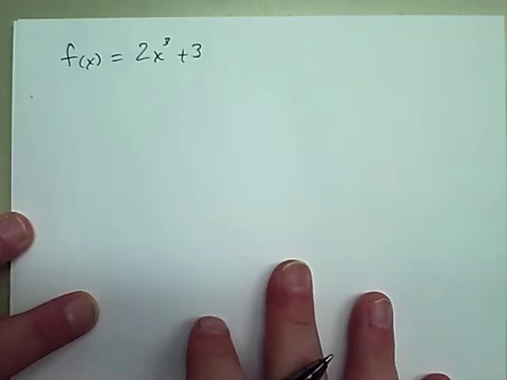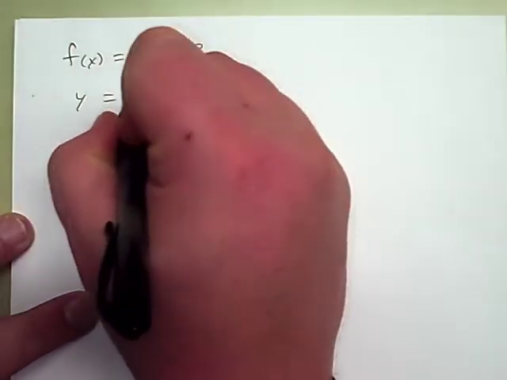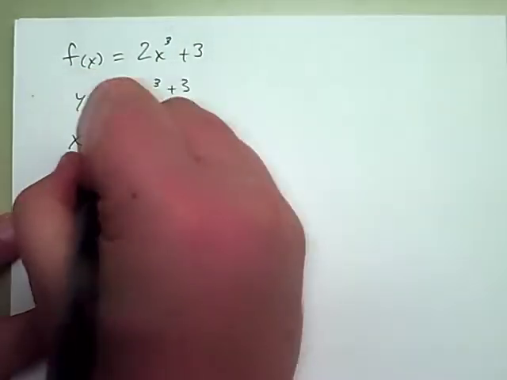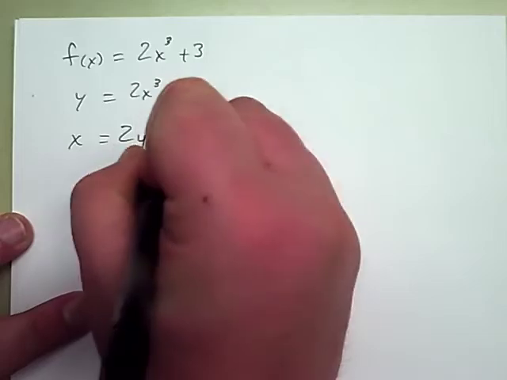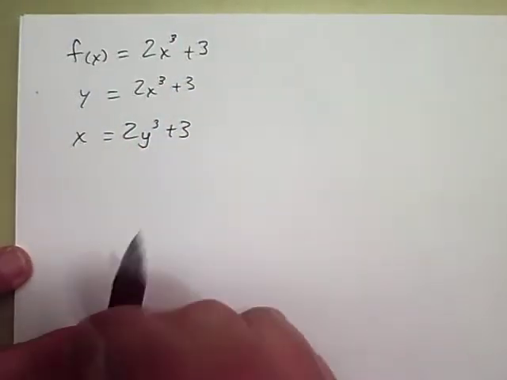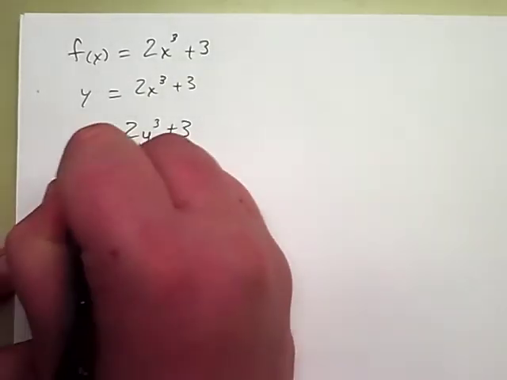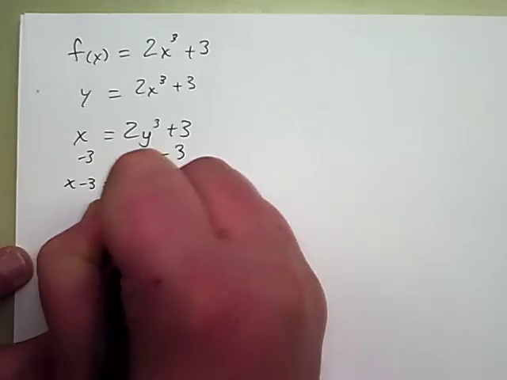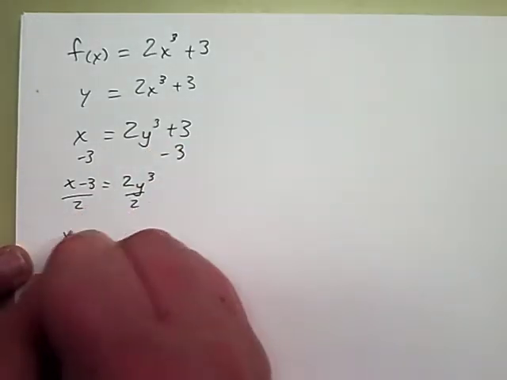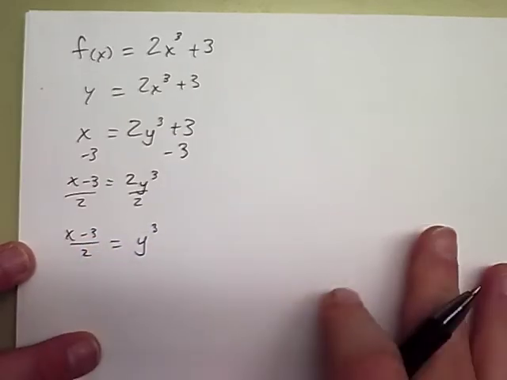Okay. Again, first step, replace f of x with y. Switch my x and my y. And now I want to get y by itself. All right, so as we've seen before, I'm going to subtract the 3, divide by 2. So subtract the 3: x minus 3 equals 2y cubed. Divide by 2, so (x minus 3) over 2 equals y cubed.